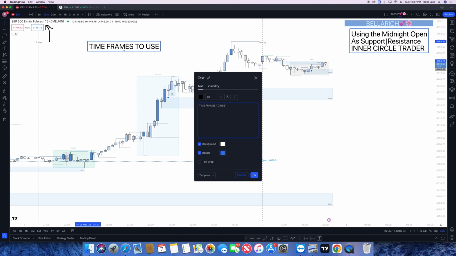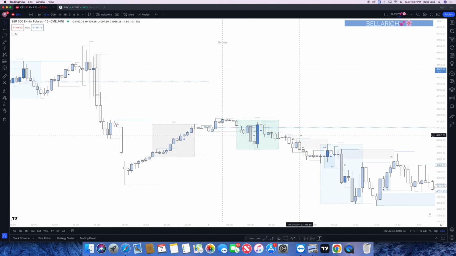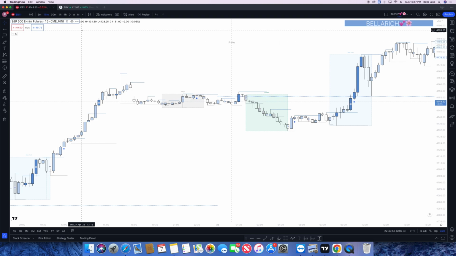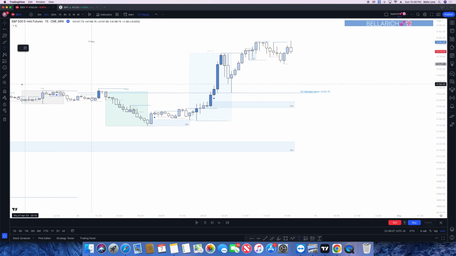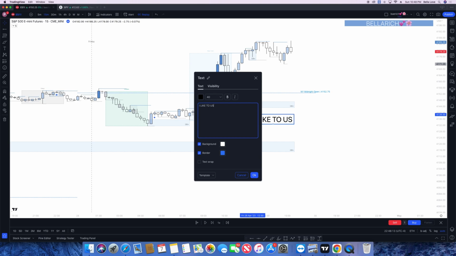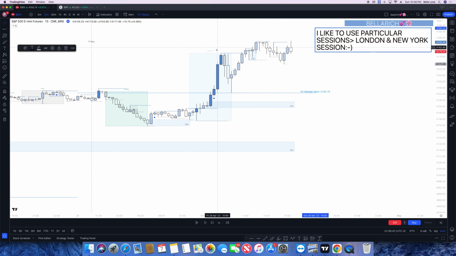The time frames you want to use are the 1 hour, 15 minute, and 5 minute intraday trading time frames. I say these time frames because it's easy to catch day trades. And then also you want to use certain sessions. So you can use the London session or you can use the New York session. Now, typically for the London session, I do like to trade from 2 a.m. until 5 a.m. I don't trade the whole entire London session.